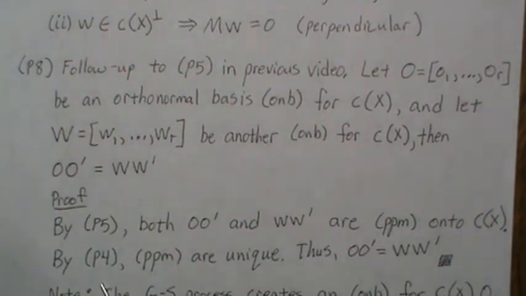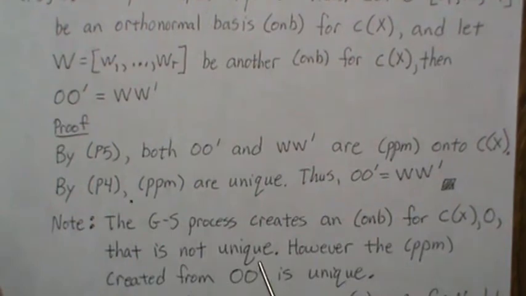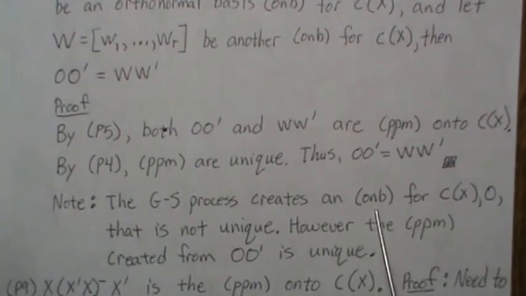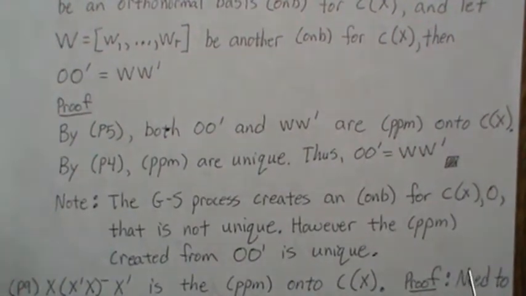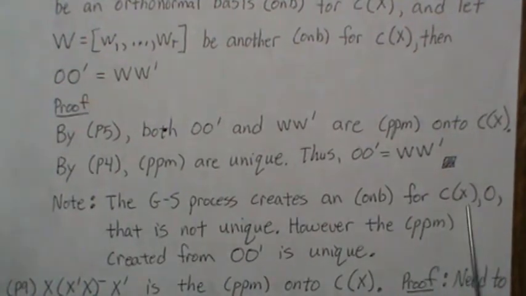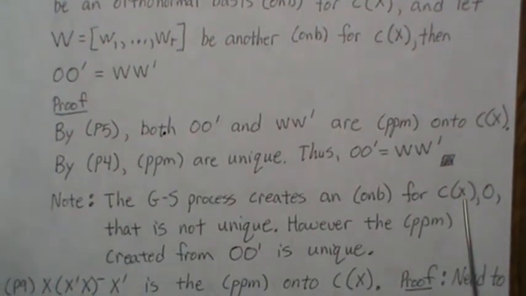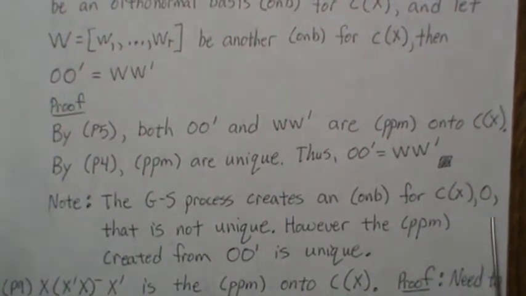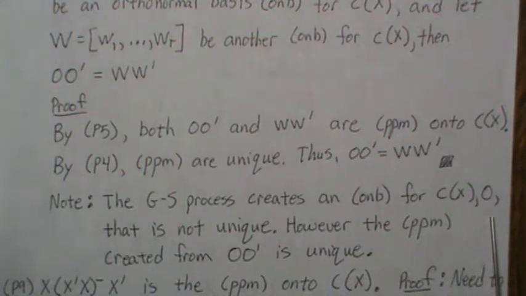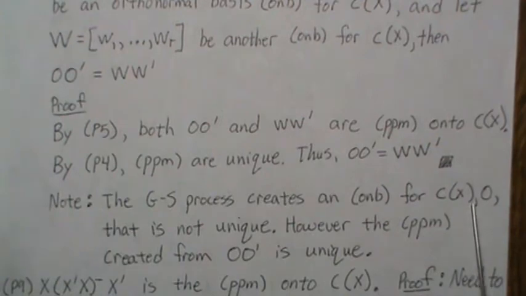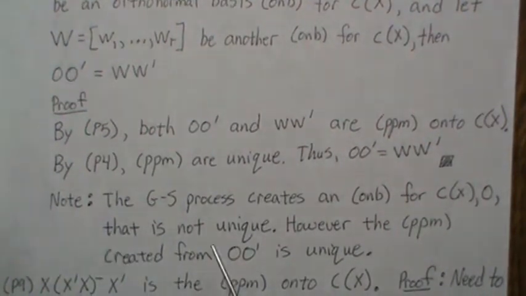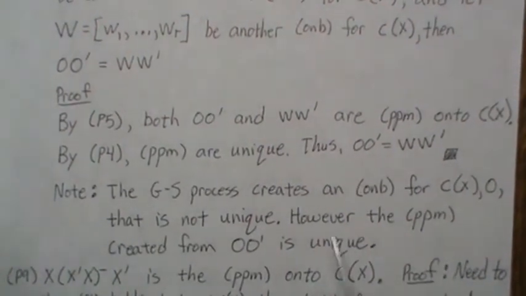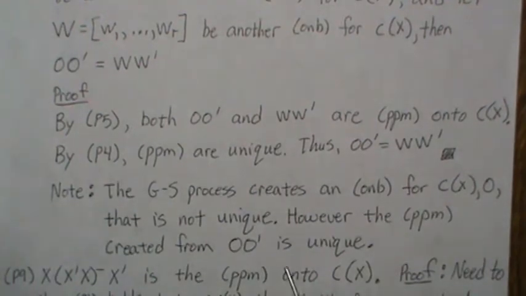So they're equal. Now, the reason I'm showing you this property here is that in the Gram-Schmidt orthogonalization process, we create an orthonormal basis. So we have a matrix X with r column vectors, and we run it through the Gram-Schmidt process and we get O, which is an orthonormal basis, or orthonormal vectors, for this matrix X. It is absolutely not unique. However, the perpendicular projection matrix generated, O O transpose, is unique.